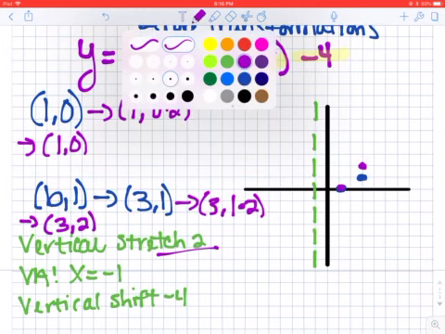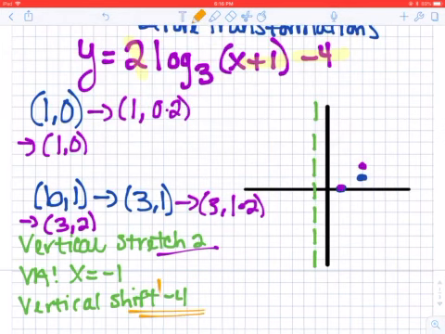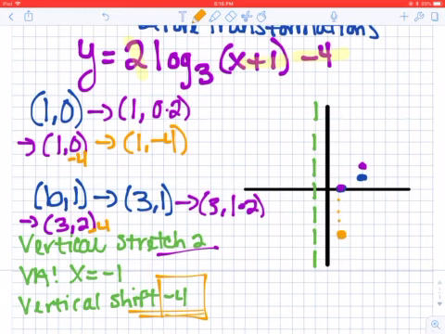The other thing that we want to do here is the vertical shift of -4, and that's going to be applied to the y value. So we're going to take 4 away from our y values. So now I'm going to get the point (1, -4). So I'm dropping this down, 1, 2, 3, 4. So that's a point on my graph. And over here I'm going to get the point (3, -2). So I'm taking this point here and dropping it down, 1, 2, 3, 4, and I get the point (3, -2).